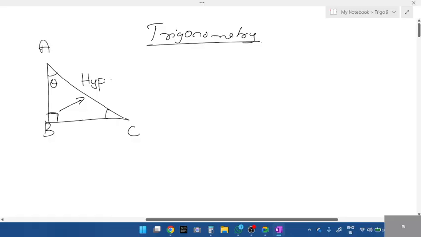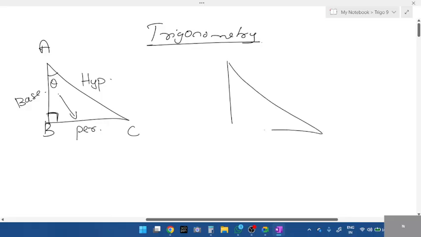If you take angle A as theta, what side is opposite to theta? We have BC. So for this theta, BC we call the perpendicular. And what's the other one left? AB, we call it the base.